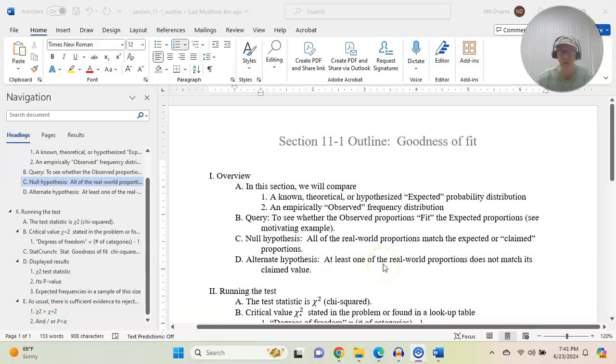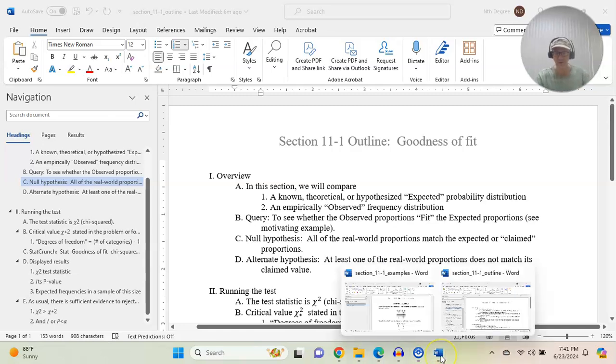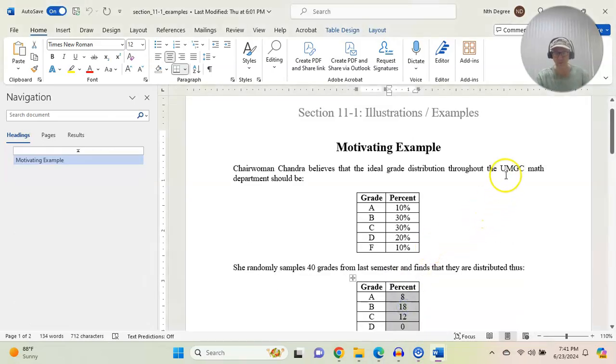Believe it or not, we're up to Chapter 11 now, the last chapter of coverage. Section 11.1 is called Goodness of Fit, and I thought that I would actually lead into this with a motivating example.